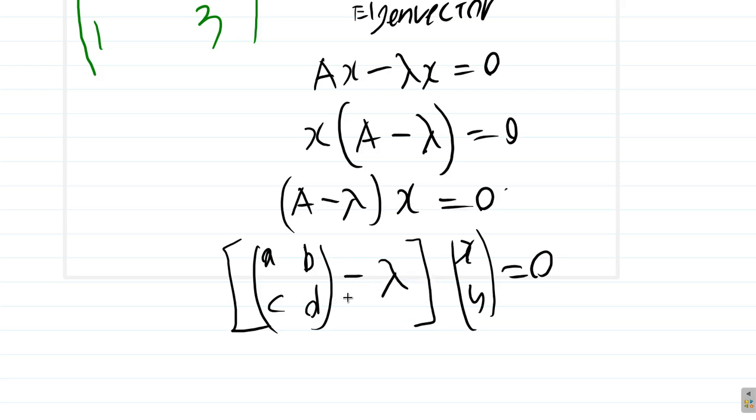You cannot have a matrix minus a single number. So you're going to have to change that number to the form of a matrix. So here, lambda must be multiplied by the unit matrix 1, 0, 0, 1. The unit matrix, sometimes called the identity matrix, has the name I. So you must put I here: lambda I x.